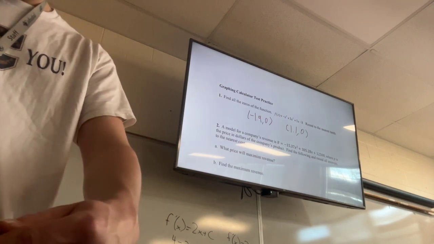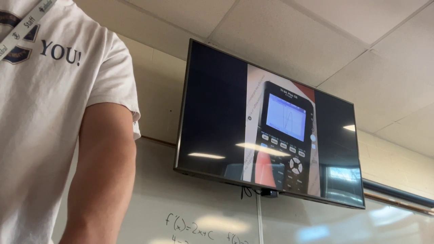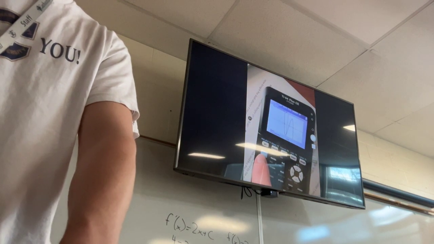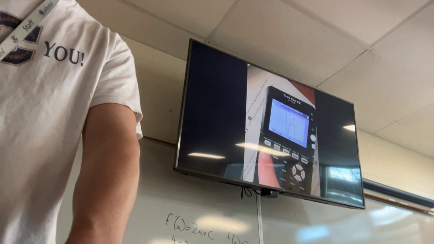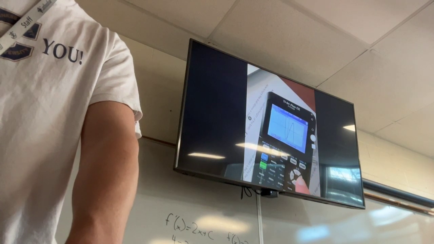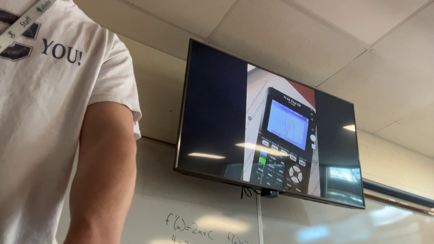Okay. Let's do this one more time. Okay, I want that third intersection point there. So I'm going to hit second trace. I want the 0 option, okay? So move the cursor somewhere just to the left of that third intersection point. Hit enter. Move it just to the right. Hit enter. When it says guess, hit enter one more time.